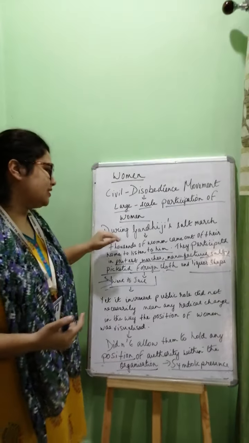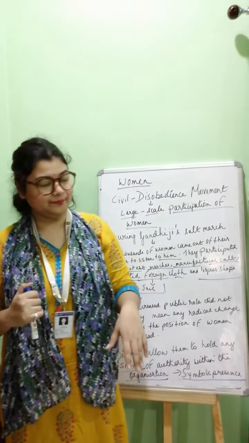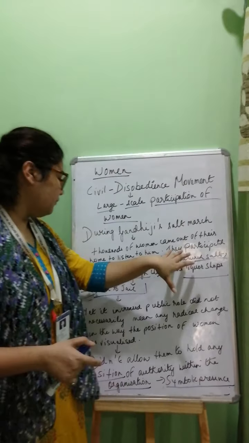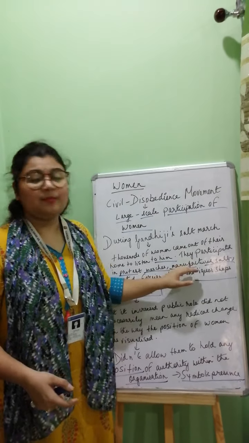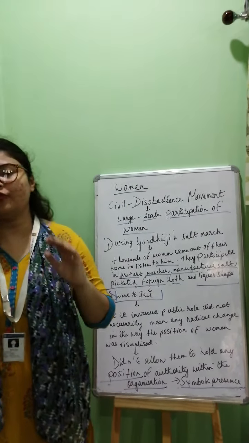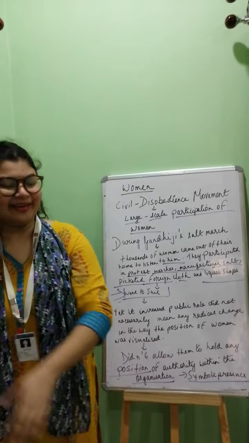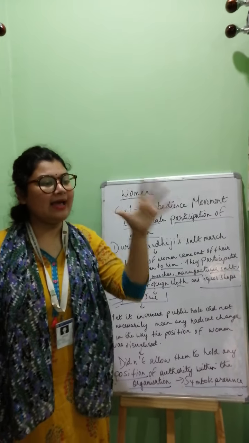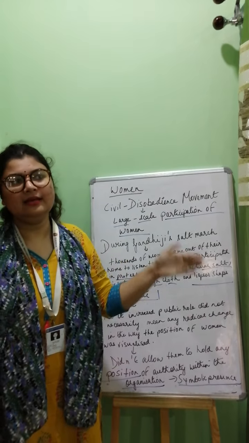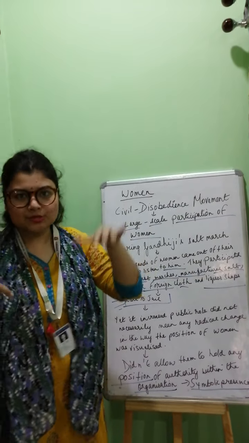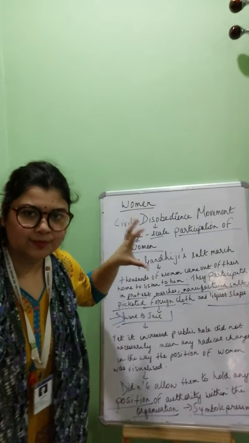During Gandhiji's Salt March, thousands of women came out from their homes just to listen to him. They also participated in the movement. They did protests, they marched, they manufactured salt, and even picketed foreign cloth and liquor shops. They also went to jail. And women of high caste and class sections of society also participated.